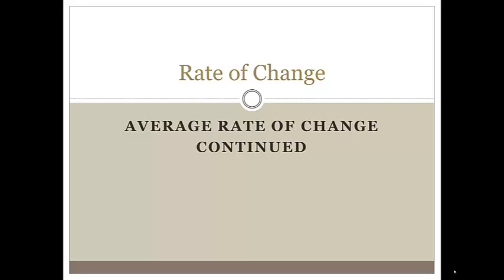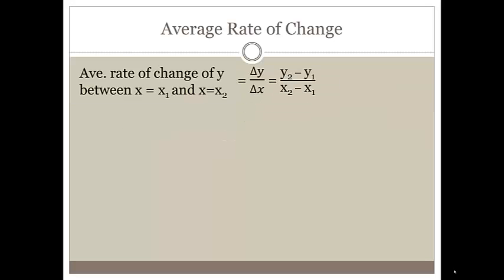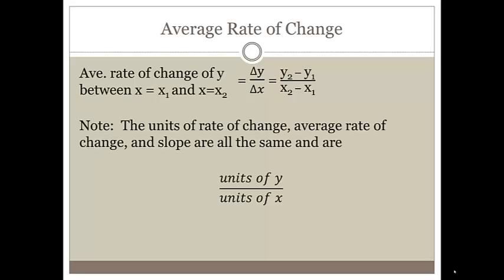Let's continue our discussion of average rate of change. We found before that average rate of change between x equals x1 and x equals x2 is calculated the same as slope, which is delta y over delta x, or in other words, y2 minus y1 over x2 minus x1. We also pointed out that the units of rate of change, average rate of change, and slope are all the same, which is the units of y over the units of x.